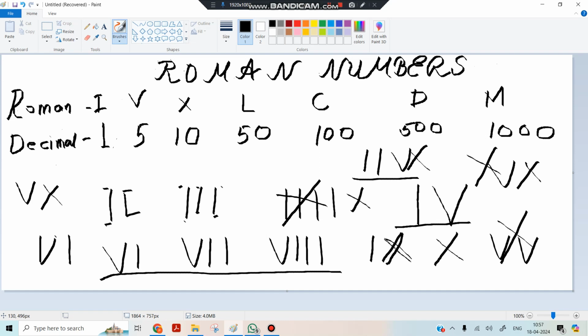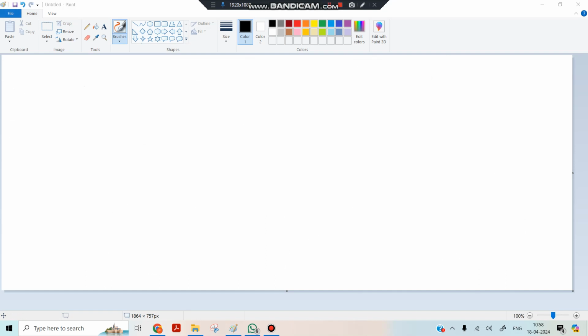Now let's see some examples. So we have seen the values till 10. Now how we will write 11? We'll write a 10 and a 1. So 10 plus 1 is 11. How shall we write 12? 10 and 2. 13 will be 10 plus 3. Now remember we said we cannot repeat more than 3 times.